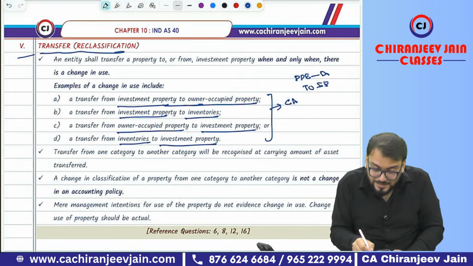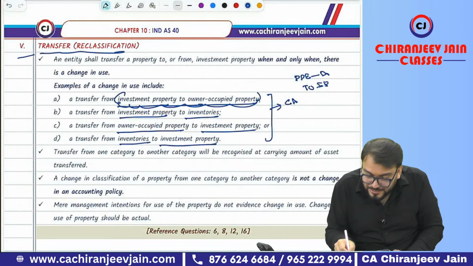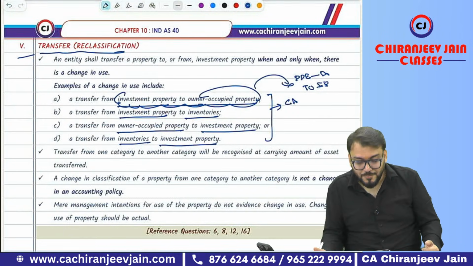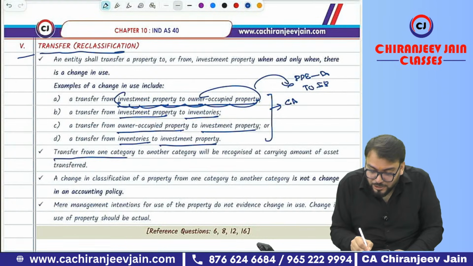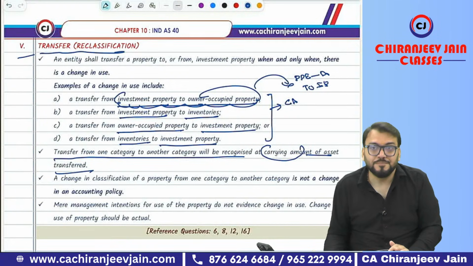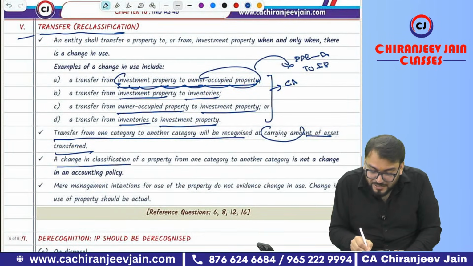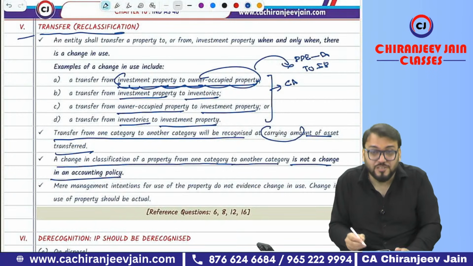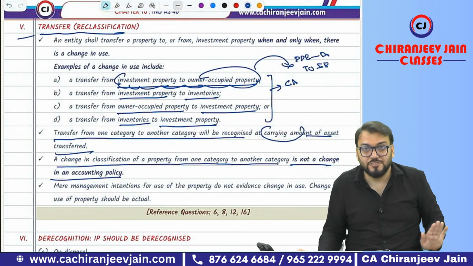Yes or no? So in this case, this will be the journal entry, and you can do the journal entry for the other cases similarly. Transfer from one category to another category will be recognized at the carrying amount of the asset transferred. And a change in classification of property from one category to another category is not a change in accounting policy.